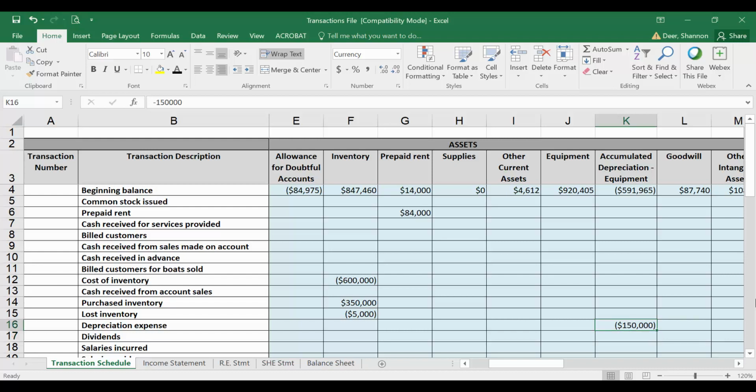So we're going to make it a negative balance of $150,000, which ultimately is going to subtract from the asset account. So we look at these two things in net, the equipment minus accumulated depreciation, and that gives us book value, which we see here as the sum. Okay, let's go on to our next item.